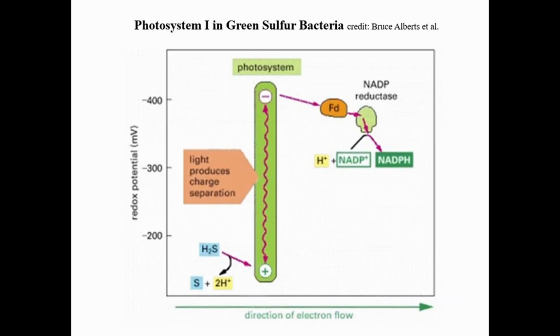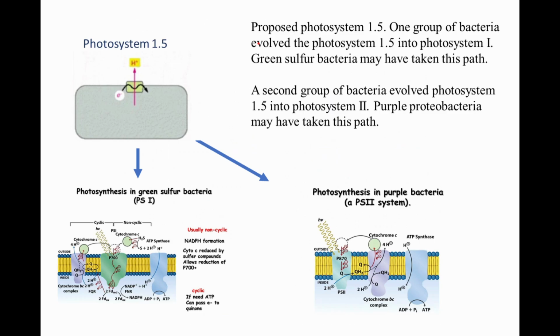The figure shows the photosystem of green sulfur bacteria resembles the photosystem 1 of plants. Light energy is used to split hydrogen sulfide, H2S, instead of water, H2O. Ferredoxin, FD, is used to carry electrons to NADP reductase to transform NADP+ into NADPH. Two pathways for the development of the photosystems in bacteria have been proposed.